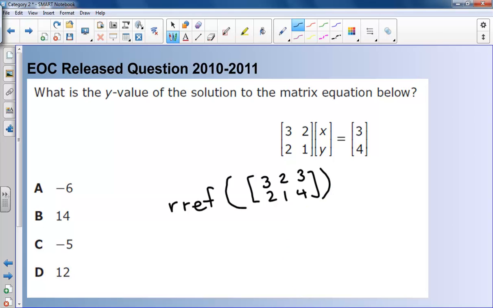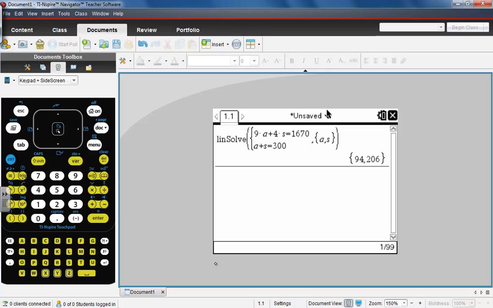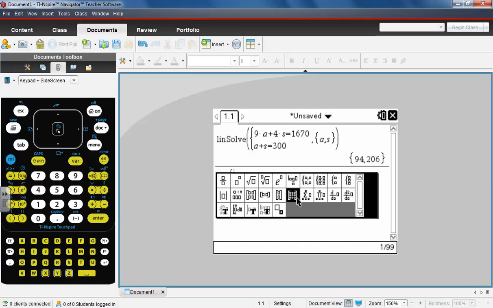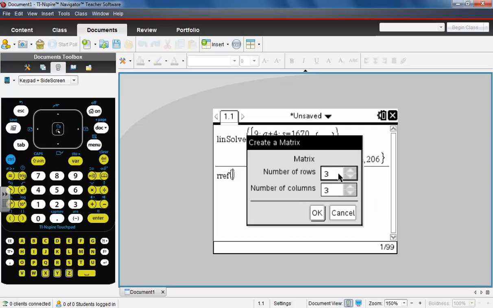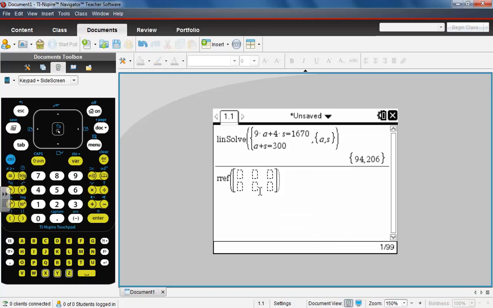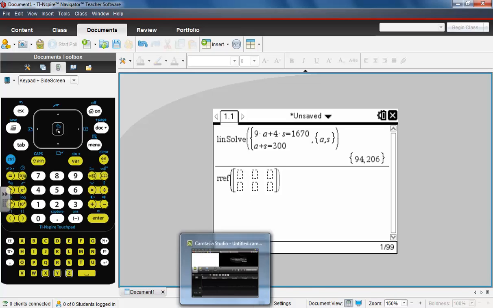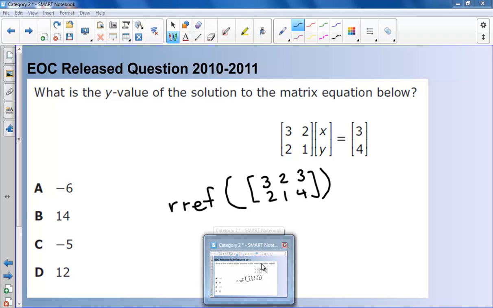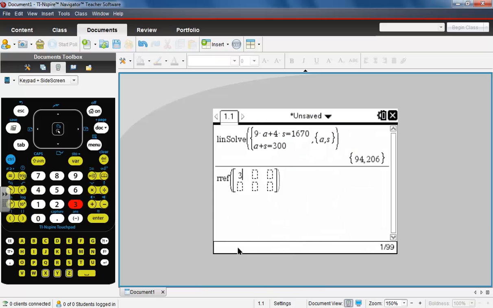Let's see if I can get the calculator to do that. I don't know how to type. 3, 2, 3, 2, 1, 4. So we're going to do REF and parentheses, and then we need to go right here. That's this big one right here in the middle. And you're going to tell it that there are 2 equations, so 2 rows, 3 columns. So 3, 2, 3, 2, 1, 4. Enter.